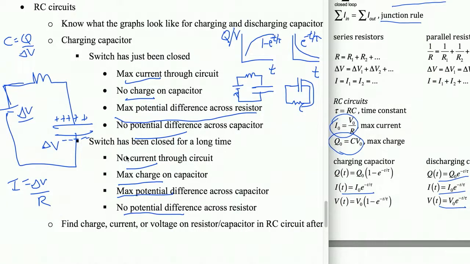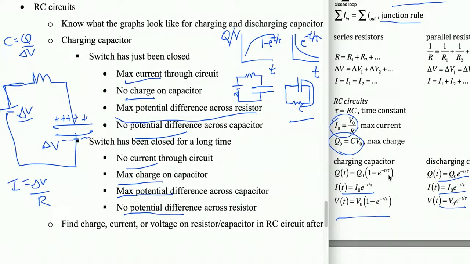So if you are being asked something about what happens as soon as the switch is closed, or after it has been closed for a long time, then you can use these kind of shortcut equations to figure out what's the current or what's the charge. But if you're asked for anything at some time in between when the capacitor is not fully charged, then you'd have to use one of these equations. Now, if you're dealing with a discharging circuit, which would be one of these, then you have to use one of these equations to find the charge, current, or voltage at any time.